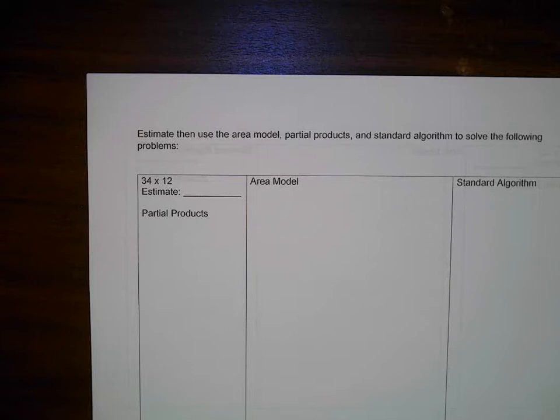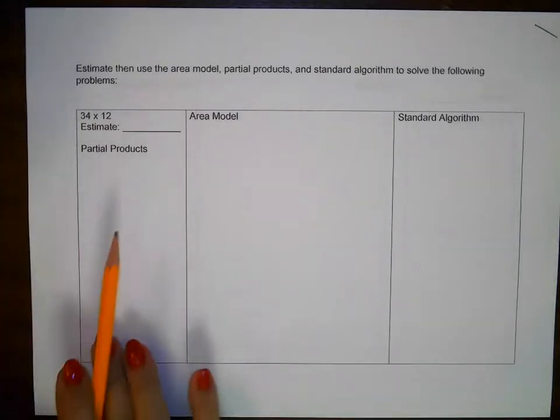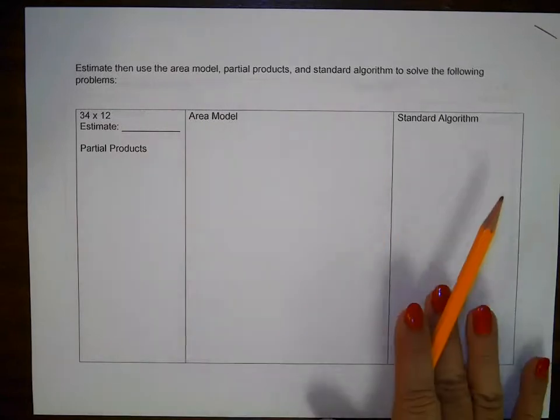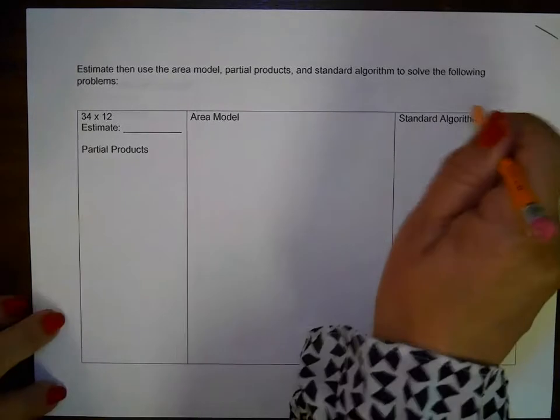So just a reminder, the goal is to understand what standard algorithm is because we're going to be working in standard algorithm the rest of the time. And when you're working on math, that's what you do. Most of the time, you're not going to do the area model or the partial products. Sometimes you may feel like it, and that's okay. But ultimately, remember that our learning target and our TEKS is that you can multiply a 3-digit number by a 2-digit number using standard algorithm. Okay, so let's get started.